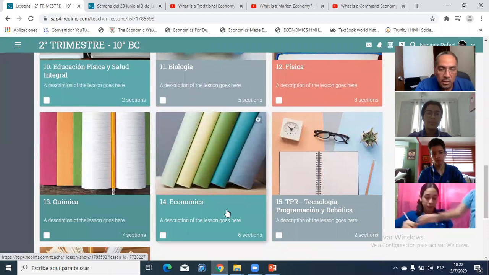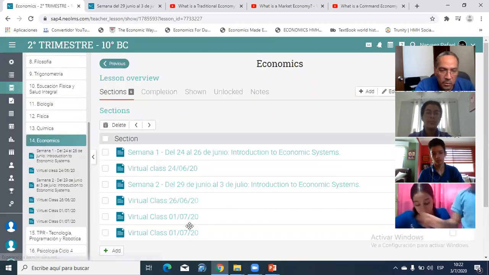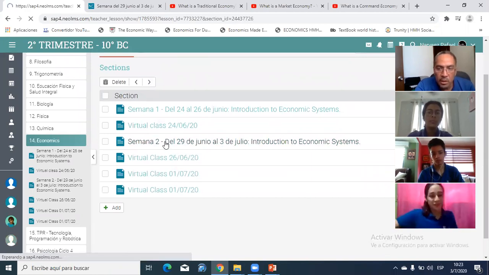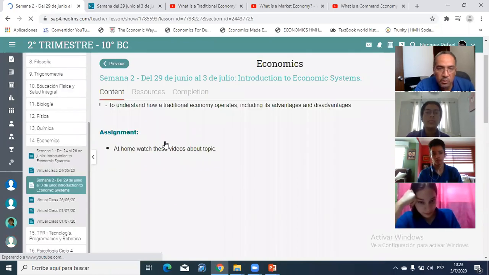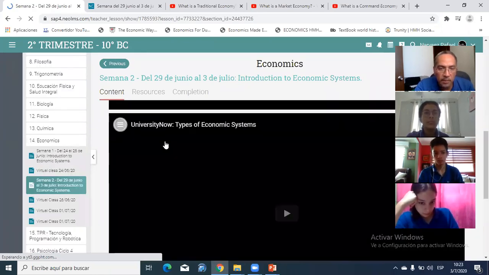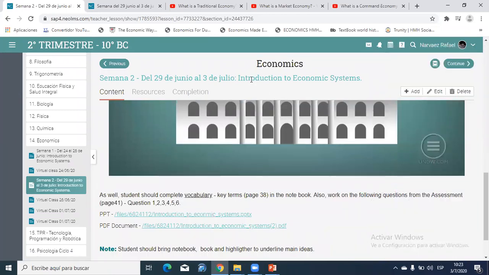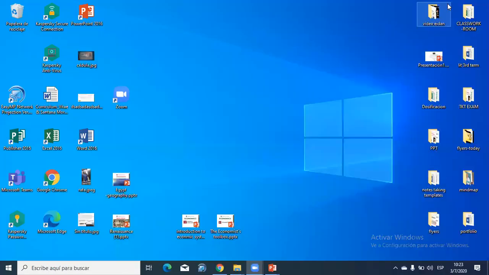Here it is, economics. So guys, as I was saying, over here you have already all the information that you need in order to complete your assignments, okay? Here at the back, you need to complete the vocabulary. Remember the title, Introduction to Economic System, then the vocabulary. There are 4 vocabulary words, and also you need to complete the assessments, questions from 1 to 6, okay? Over here, in case you don't have the book, this is the document, and over here is the PowerPoint that I'm using in order to carry on this class.